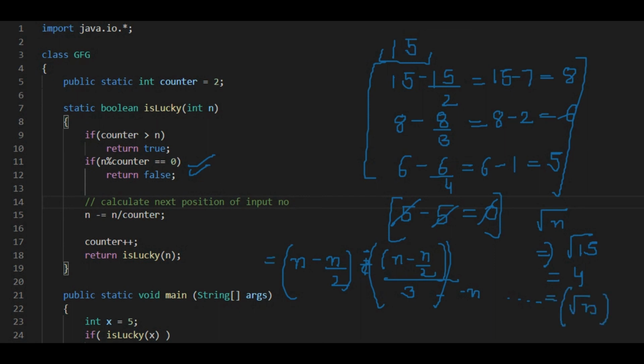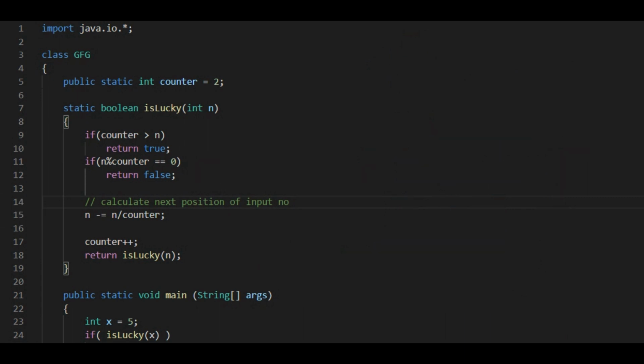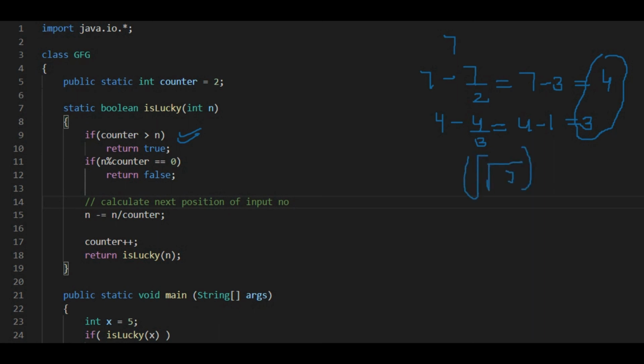And we can apply on any example this for, let's take 7. For 7, first it was 7 minus 7 by 2, which is equal to 4. Then 4 minus 4 by 3, which is equal to 4 minus 1, which is equal to 3. Then we found this condition. So the function will be called actually 3 times, because at the third time we found that if it is true or false, so it is almost equal to root 7, which is equal to 3. Maximum of 3 operations will be there. So the complexity of this operation is big O of root n time complexity.